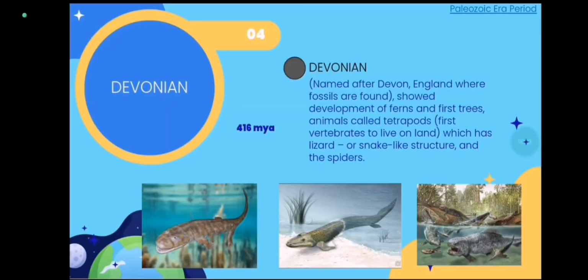So we come now to the Devonian period. The Devonian period happened about 416 million years ago. Devonian, named after Devon, England, where these fossils were found, showed the development of ferns and the first trees, animals called tetrapods, the first vertebrates to live on land, which had a lizard or snake-like structure, and also the spiders.